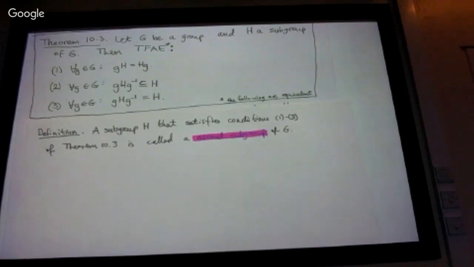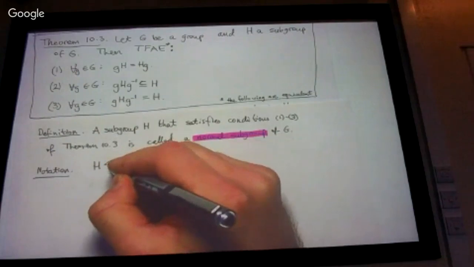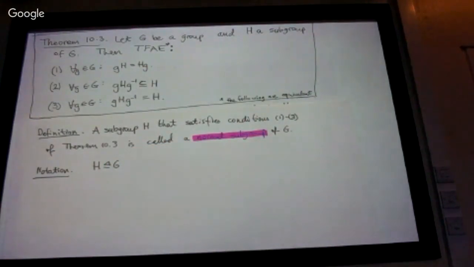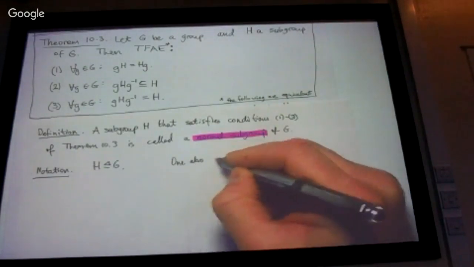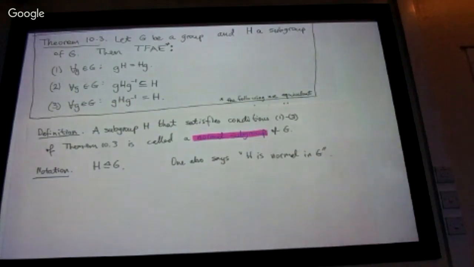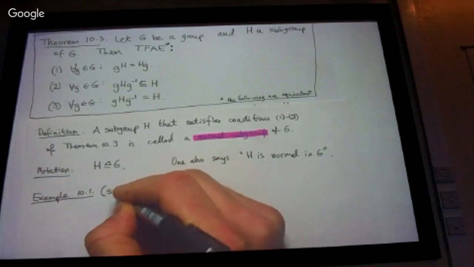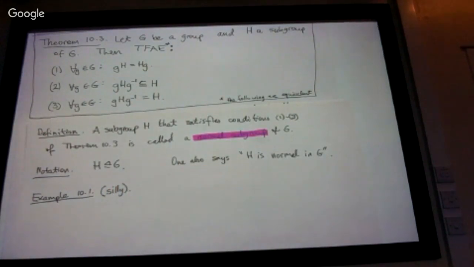Okay, so now we know what a normal subgroup is. The notation is H triangle G, and one says that H is normal in G. Okay, example 10.1, silly. But it's not so silly.